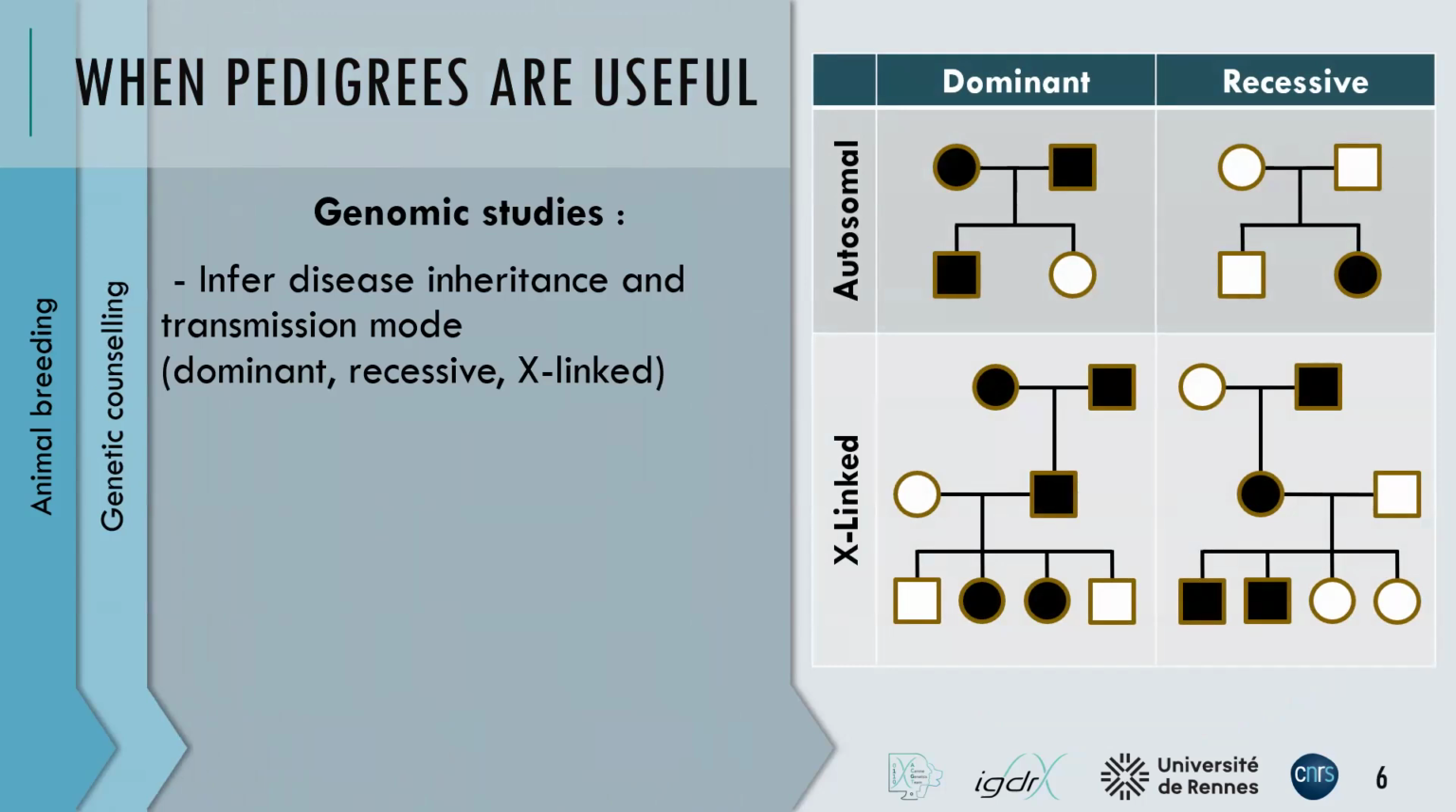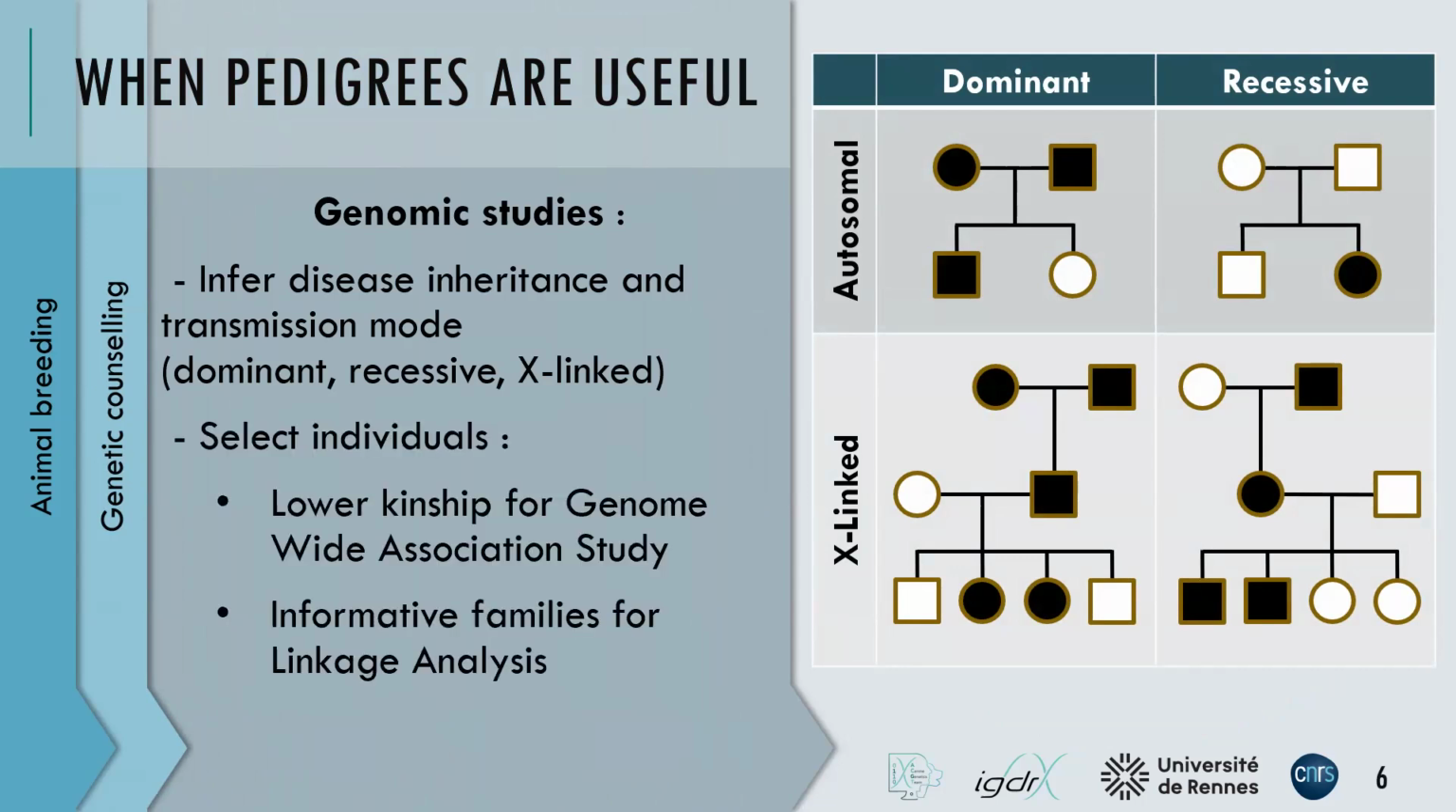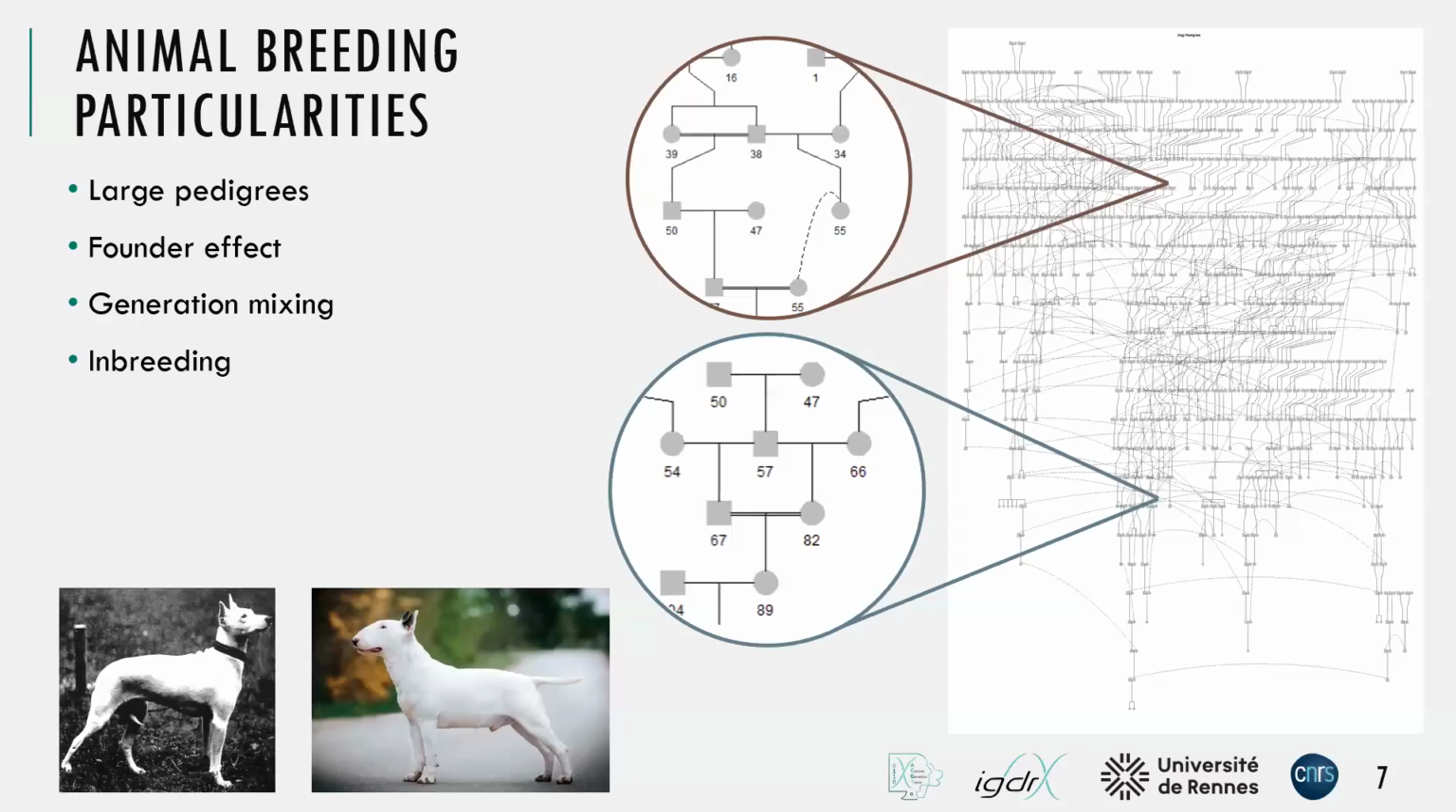Based on them, it is possible to hypothesize if a disease is dominant or recessive, autosomal, or linked to the X chromosome. They also offer useful information to select individuals with lower kinship for genome-wide association studies and individuals from informative families for linkage analysis.